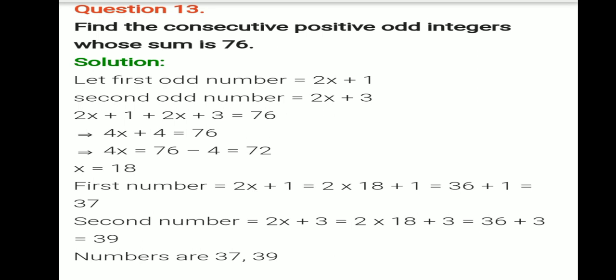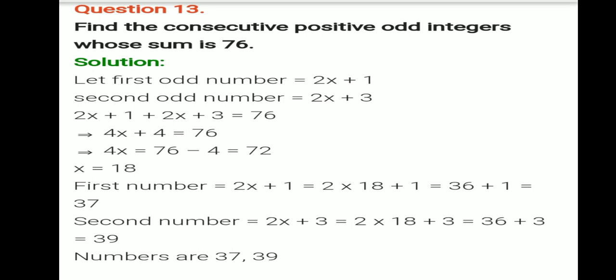So what we are going to do, the first odd number we are going to suppose 2x plus 1. You can suppose only x also, you can suppose x plus 1 also, and you can also suppose 2x plus 1. Now depending upon what you have supposed for your first number, the second number also depends upon it. If the first number is x, the second number will be x plus 2. Or like in this case, if you have supposed 2x plus 1, the second number will be 2x plus 3.